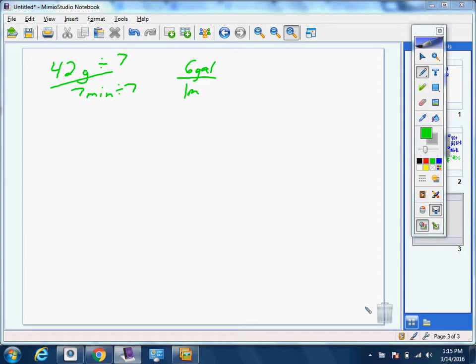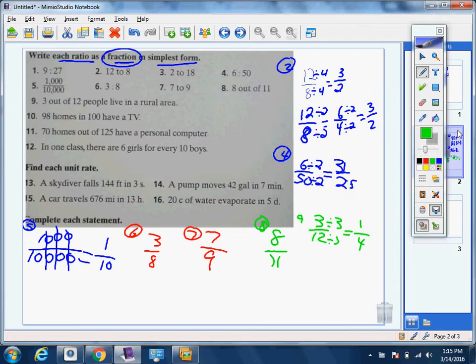All right, we are going to take a look at part 2. So for number 14, when it says 42 gallons in 7 minutes, first number's going on top, second number's going on bottom. Okay? So that's where you made your mistake. It's where a lot of people do when they're first doing this stuff.